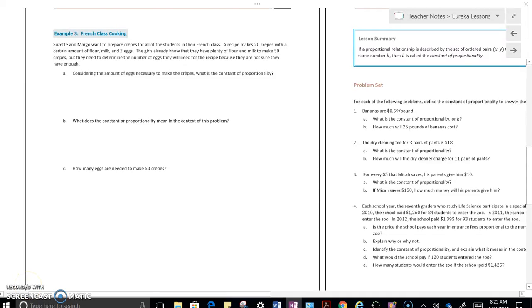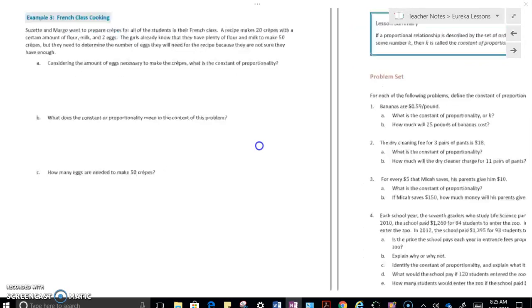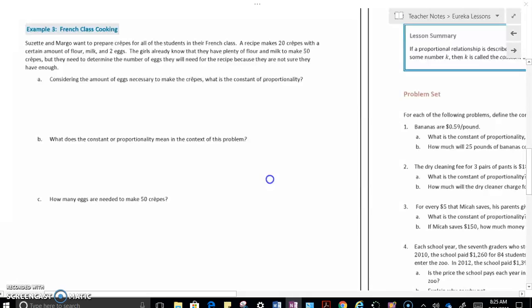All right. This is a continuation of the lesson 7 video. We're working on example 3, French class cooking. Suzette and Margot want to prepare crepes for all the students in their French class. A recipe makes 20 crepes with a certain amount of flour, milk, and 2 eggs.